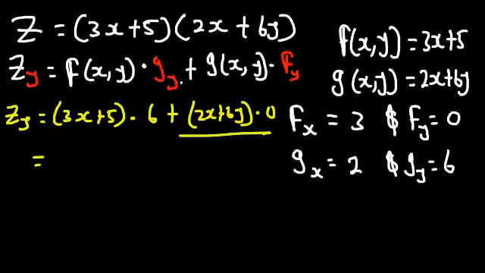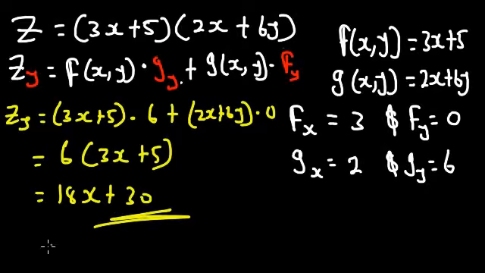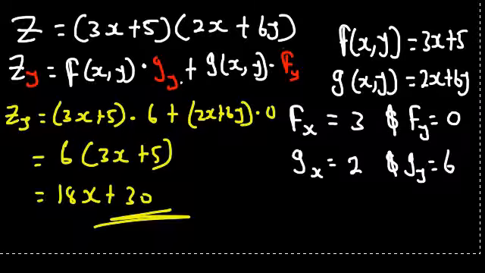Well, that implies that this would entirely become 0, and we have 6 times 3x plus 5 left over. Expanding the bracket, we have 18x plus 30 as our z sub y. Thus, we have our final answer to this problem. So guys, that's how you can easily differentiate a multivariate function that consists of the product of two other multivariate functions. Example number 2.